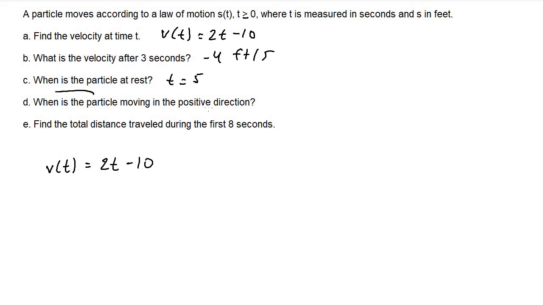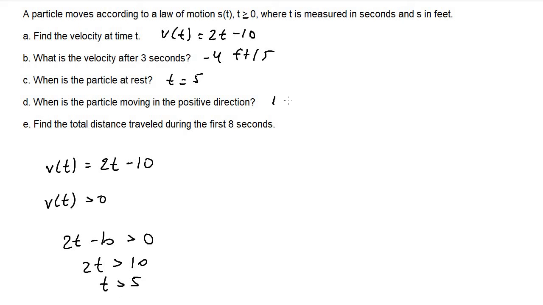Now for part D, when is the particle moving in the positive direction? So when a particle is moving in the positive direction, its velocity is going to be positive. So we have to say that v of t is greater than 0 when the particle is moving in the positive direction. So we can go ahead and set 2t minus 10 to be greater than 0, and then we find the t value. So 2t is going to be greater than positive 10, so then t is going to be greater than 5. So we know that when t is greater than 5, or after 5 seconds, the particle is moving in the positive direction where its velocity is positive.